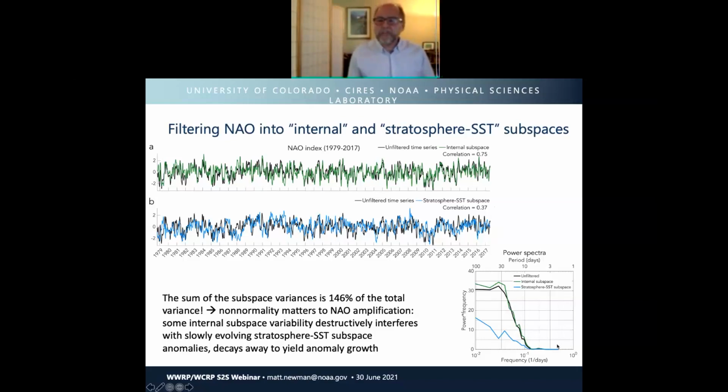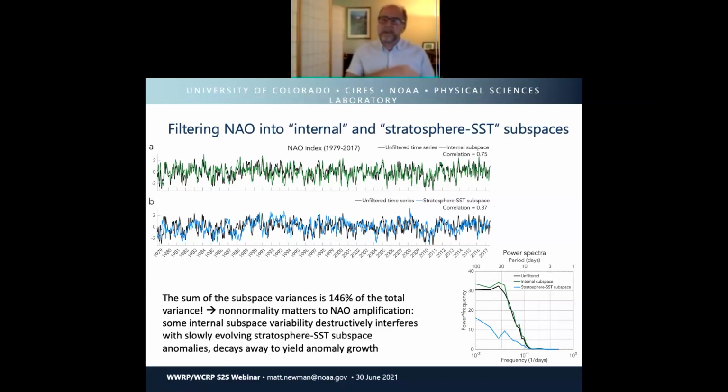And similarly, when you look at the power spectra, if you add the subspace variances together, you get 146% of the total variance. So that seems pretty non-intuitive. You say, well, they must have done something wrong. But in fact, that's exactly what you expect in a non-normal system. So again, these eigenmode subspaces are non-orthogonal.